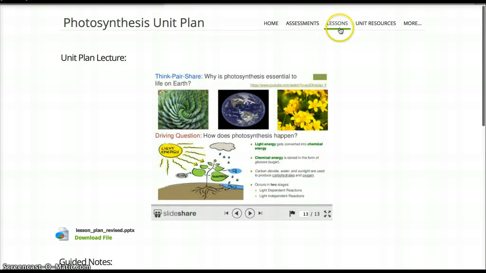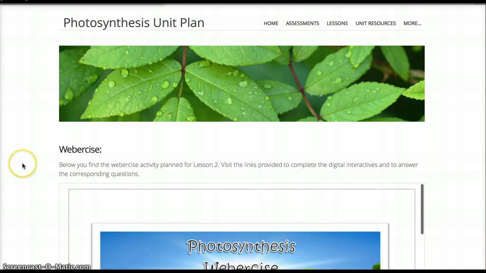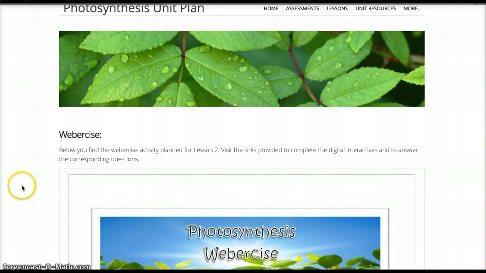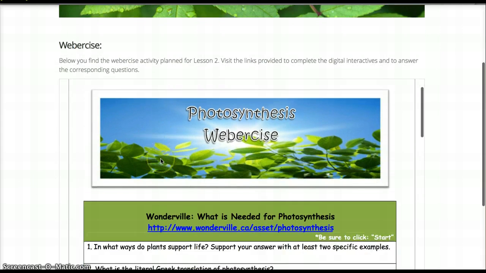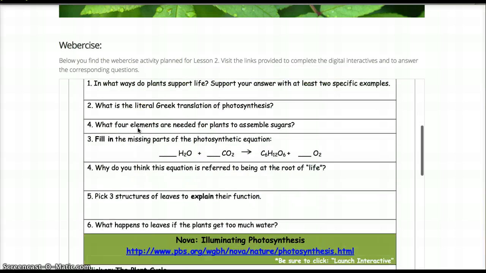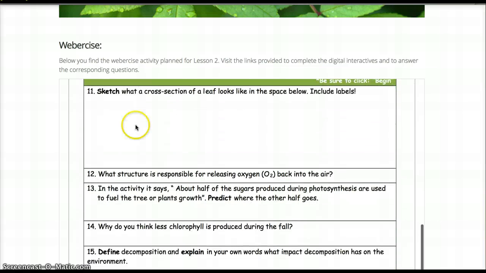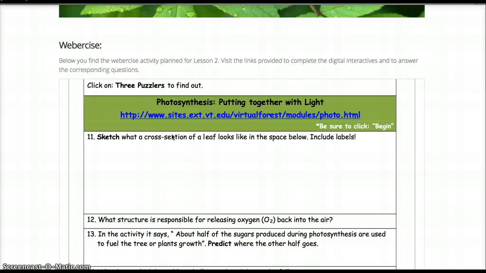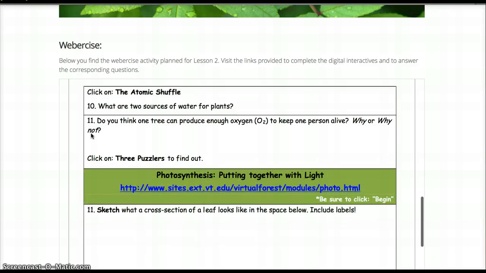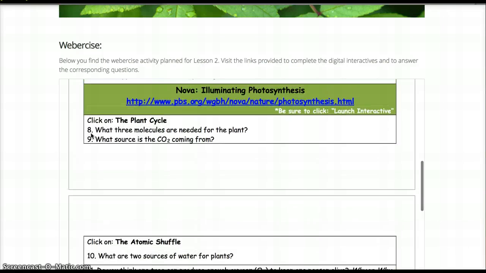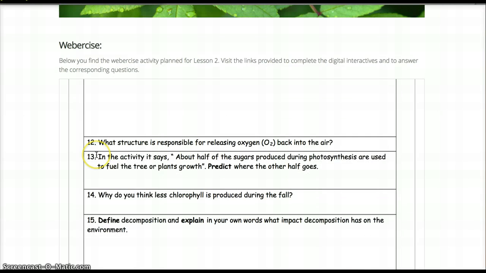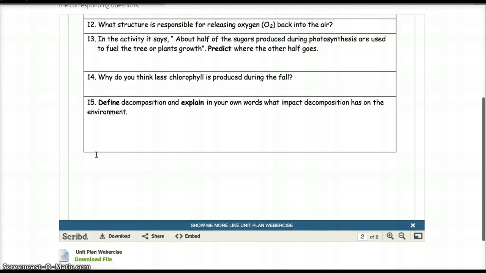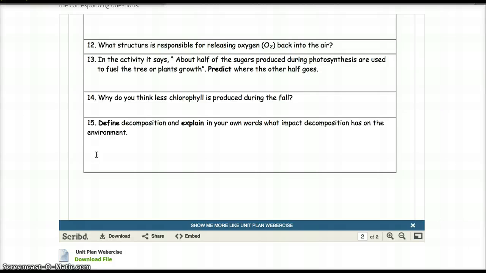And that's lesson 1. Lesson 2 is my WebQuest. Students will be working with a computer to visit the 3 links that I've included on this WebQuest. Students will have to complete the activities on those websites to answer these questions. So that's going to be pretty engaging for them. Again, it's just building on information about photosynthesis.